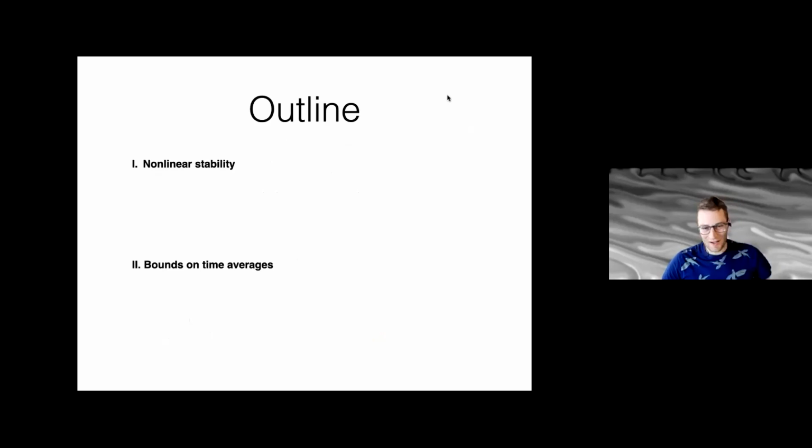So I'm hopefully going to make it to both halves of this talk. First, I'm going to describe how one can try to derive results about nonlinear stability of particular fluid flows. And then I'm going to describe how one can derive bounds on infinite time averages of quantities of interest. Methodologically, these two halves are extremely similar, which is why I'm going to try to cover both of them.